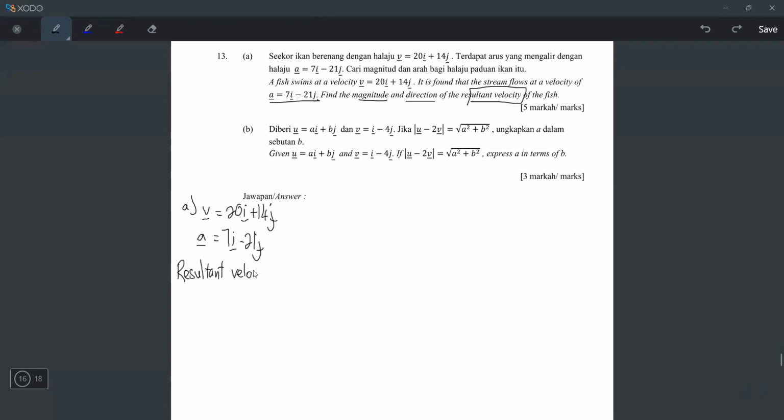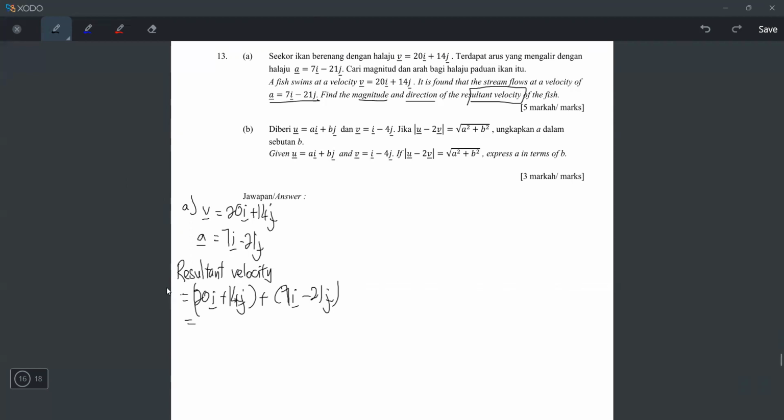Resultant velocity. What is the resultant velocity? It will be the vector v plus the vector a. So 20i plus 14j plus, in brackets, 7i minus 21j. Because if you remember clearly, even in the class when I taught vectors, I mentioned this: whenever you see the word resultant vector, it means you have to add the two vectors. If you forgot already, you can look back at the example.